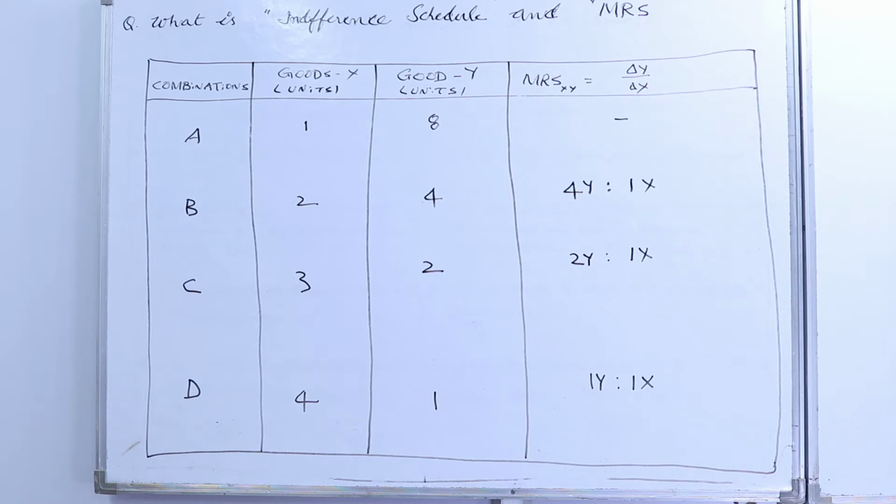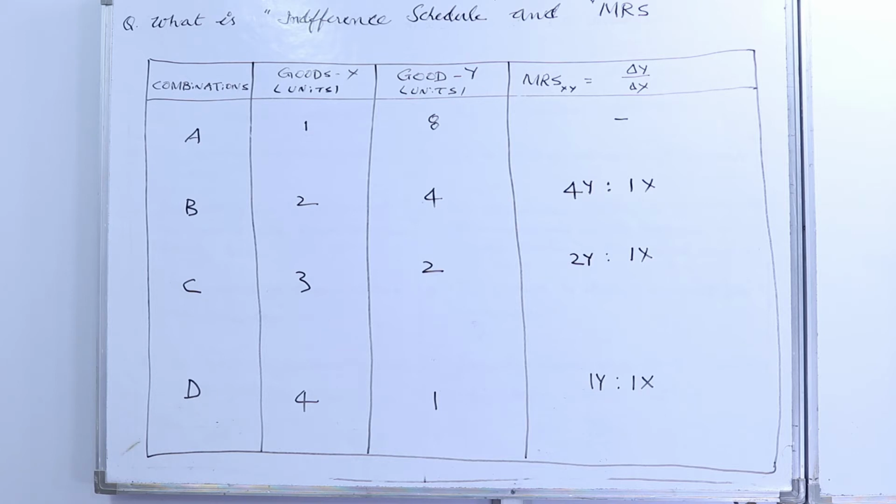Now come to the next point. Why does the consumer decrease good Y to obtain good X? There are two reasons behind it. Number one, he is constrained by income. He's got limited income to spend on both the commodities. Only when he decreases the consumption of good Y can he increase the consumption of good X. How can you increase the consumption of good X without decreasing good Y? Because you have limited income. That's the first point.